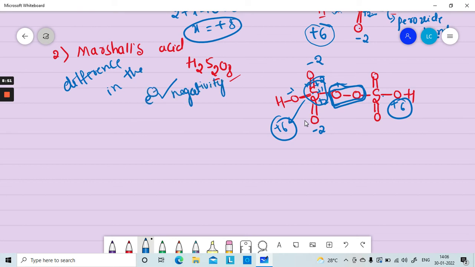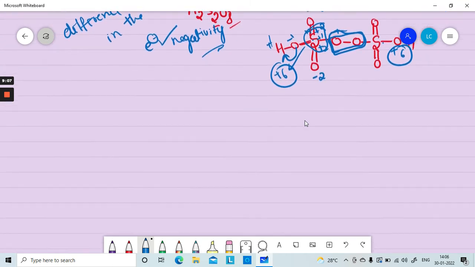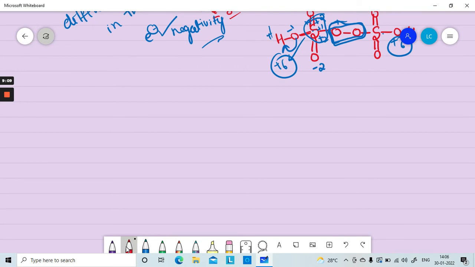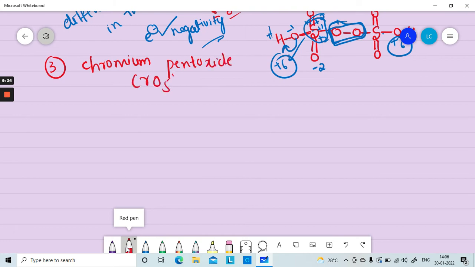And keep in mind, this bond will not form any charge because for a bond formed between similar atoms, there will be no charge formation. The charge formation is only due to what? Difference in the electronegativity. If there is a difference in the electronegativity of the atoms, then only there will be a formation of charge. So here, as you can see, oxygen is more electronegative than hydrogen. That's why it will be plus 1, right? So like this, you have to determine.